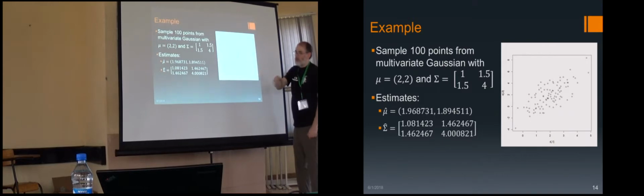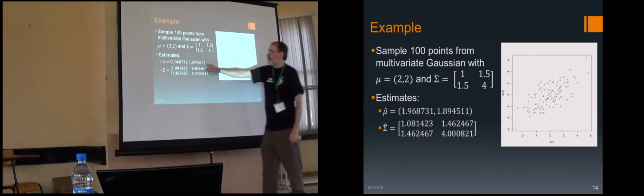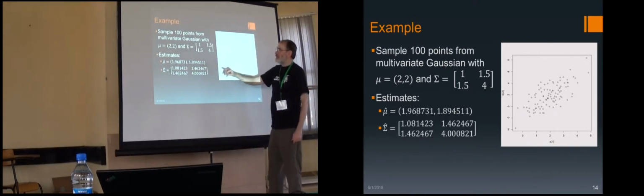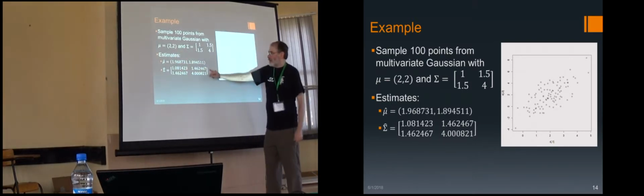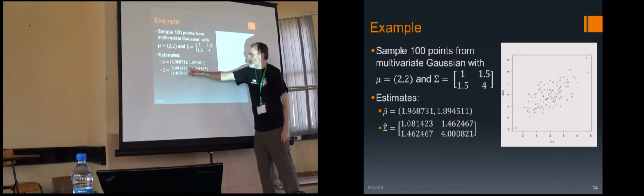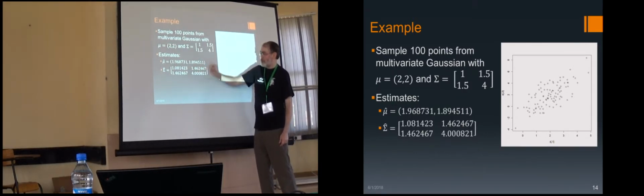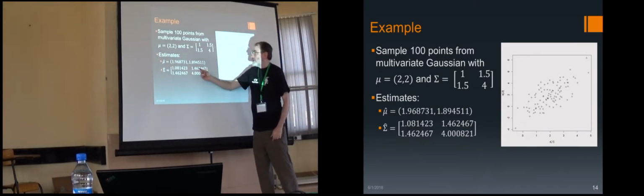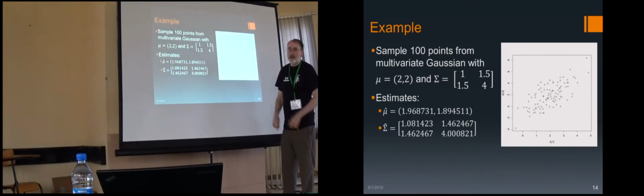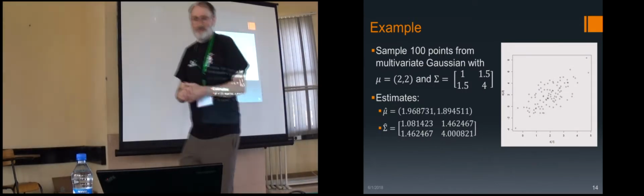Now if I do what I showed on the previous slide, estimate the mean from these 100 points, it's not quite 2 by 2, but it's close. And for the covariance matrix, we get the diagonal elements right, because that's pretty easy. You'll notice it's always a symmetric matrix. In fact, it's also known to be what's called positive definite. So the estimates are pretty close. It's only two-dimensional, so it should be close.